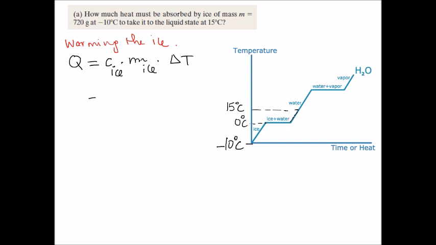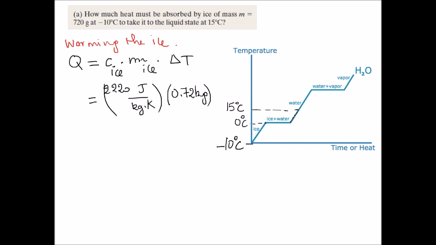The specific heat of ice, if you go back to the table, you will see that it is equal to 2220 joule per kilogram Kelvin. It's important to write a unit to not make a mistake. The mass of ice, that's 720 gram, so it's better to write it in kilogram. And delta T, you go from minus 10 degrees Celsius to 0 degrees Celsius.